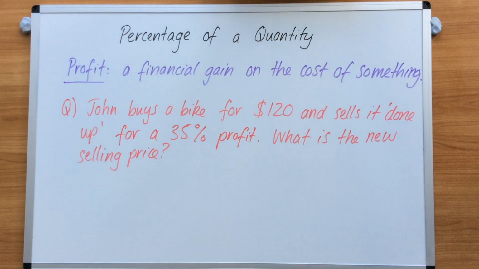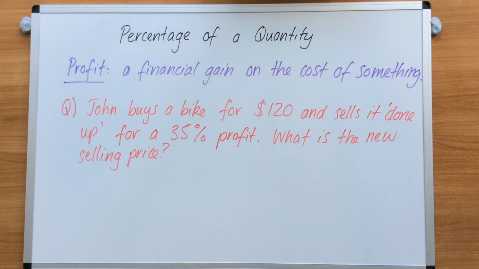So we now move on to profit. So profit is a financial gain on the cost of something. So before we did discount, which is a reduction, now profit is making money. And a lot of companies do this, otherwise they go bust. They can't survive. They've got to make money from their products, to pay wages, to pay rents, etc., etc.